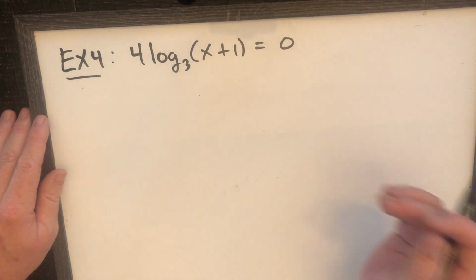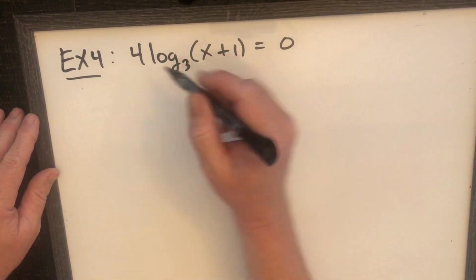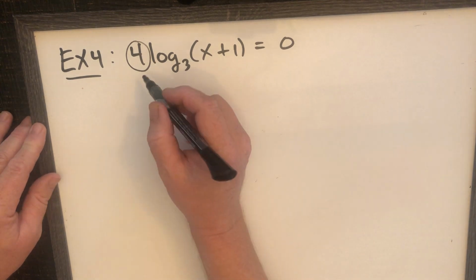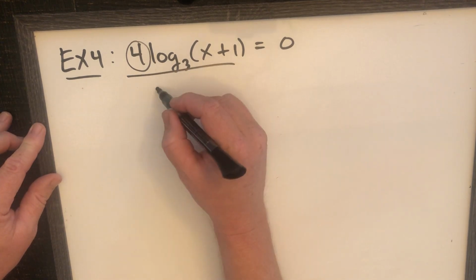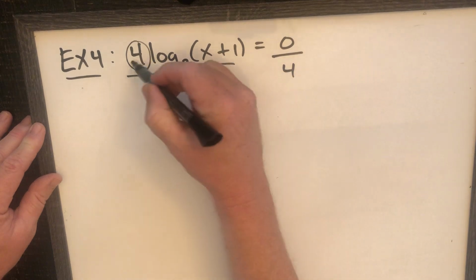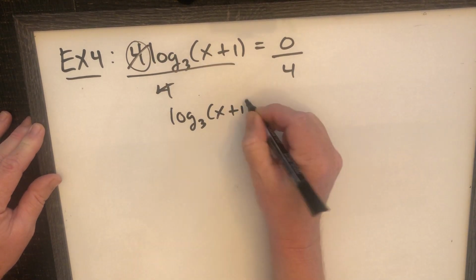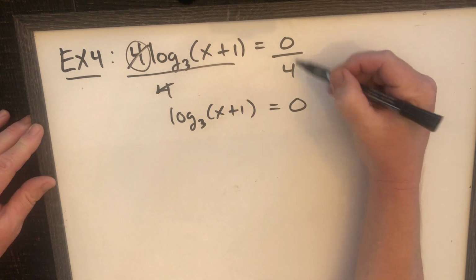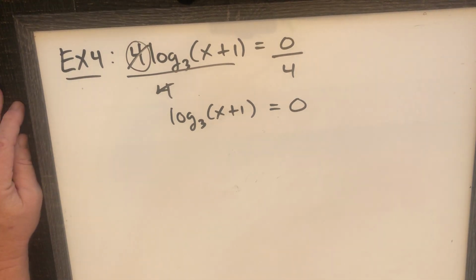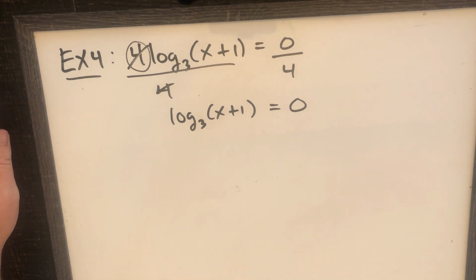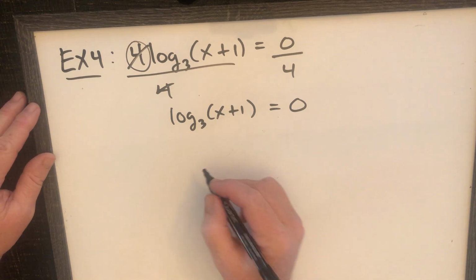All right, let's do it. So again, we want to isolate this. We need to get our 4 isolated. So we're going to divide both sides by 4. Don't panic. 0 divided by 4 is just 0. I've seen a lot of people panic when they get to that step. All right. It's going to have a trivial answer, as I can see here.